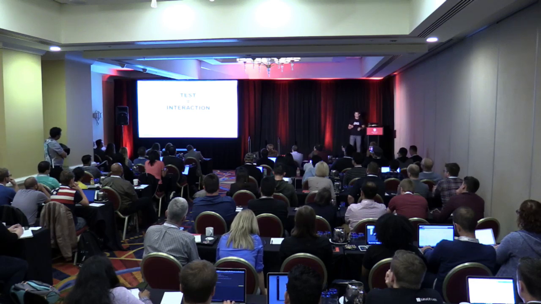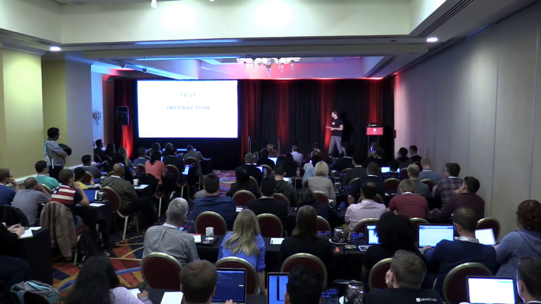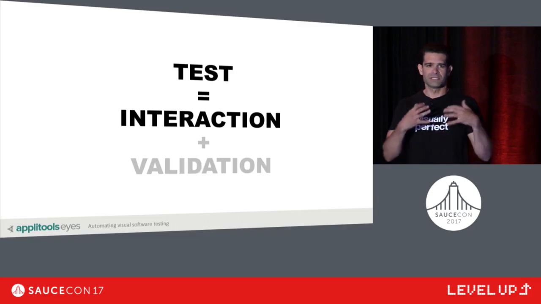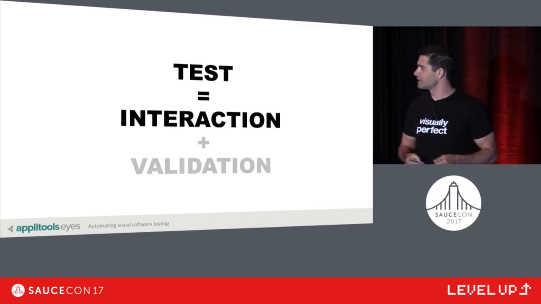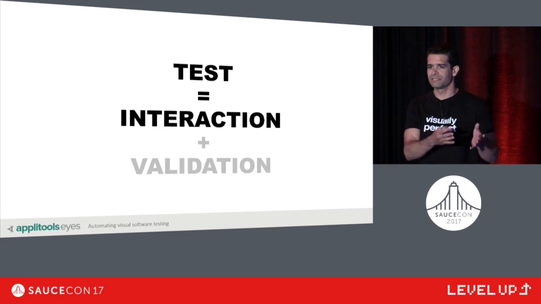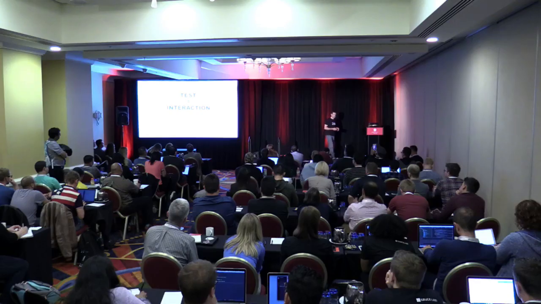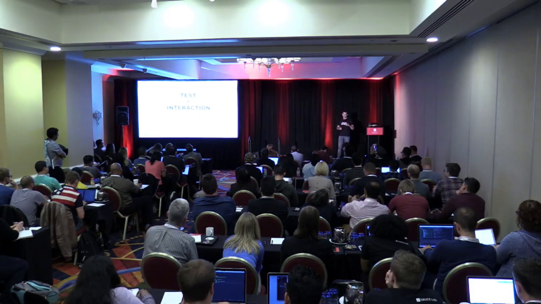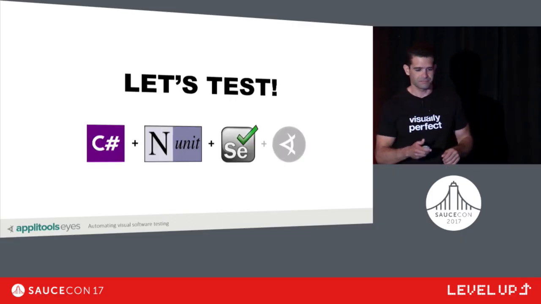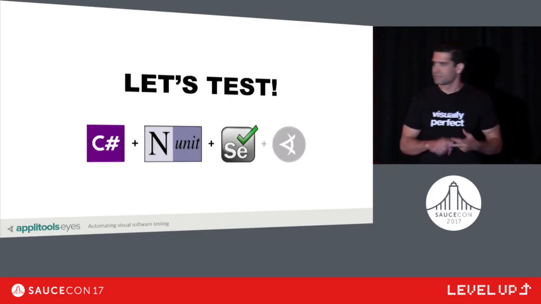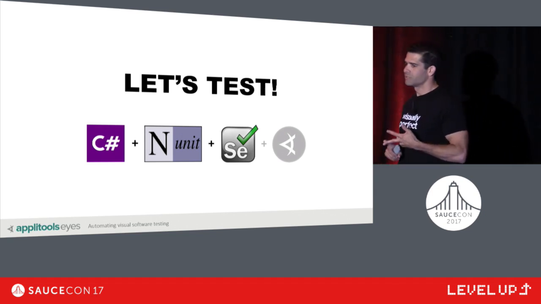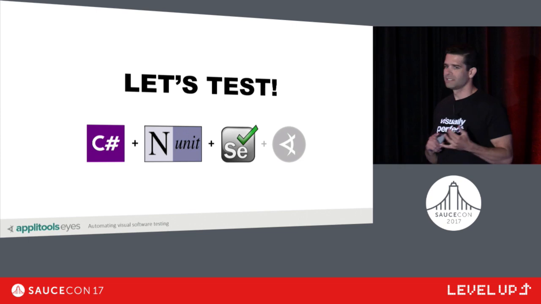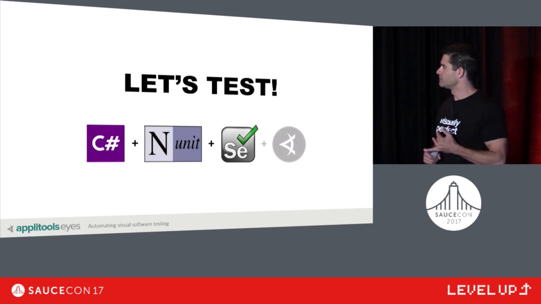So enough with the slides, let's start testing. As you all know, every test consists of interaction code, which basically simulates input to the application under test, and validation code that makes sure that the output itself is as expected. At this point of the talk, we are going to focus just on interactions, and later on, we'll talk about validations. I'll be using C# to write the code. I'll be using NUnit to execute and organize the test, and Selenium to drive the web browser.